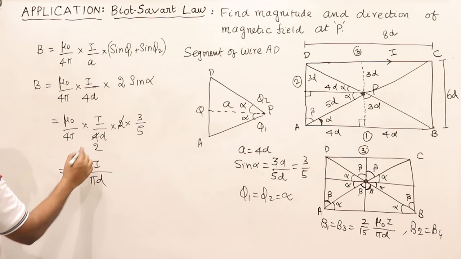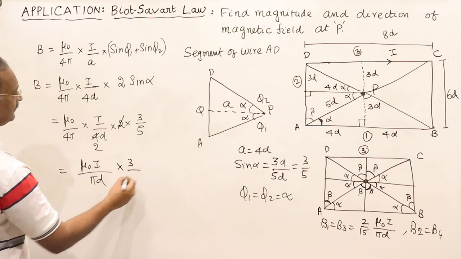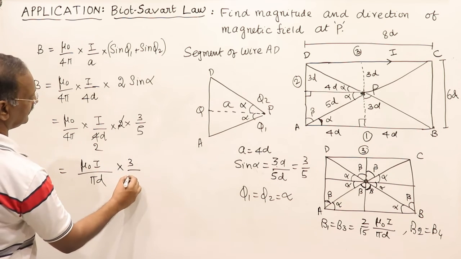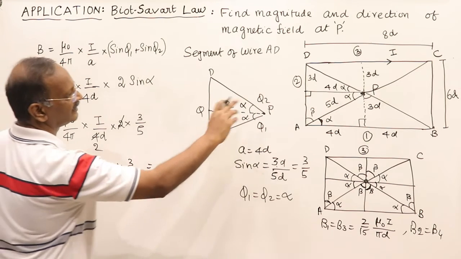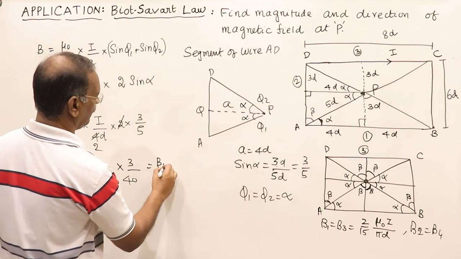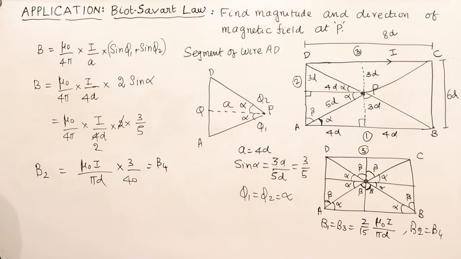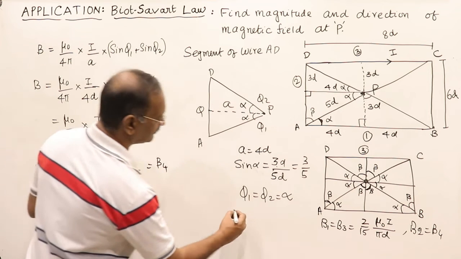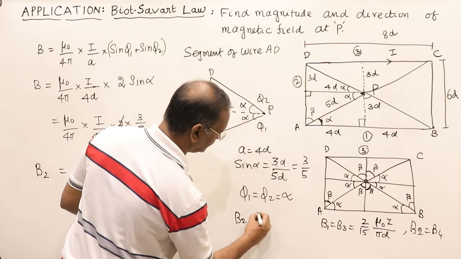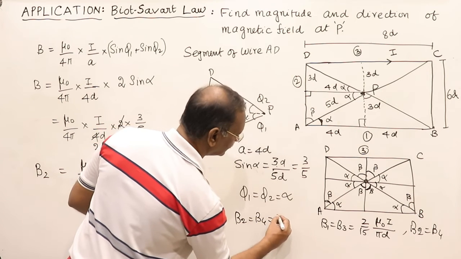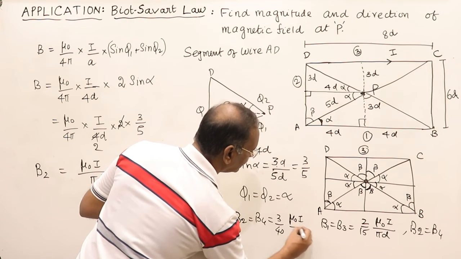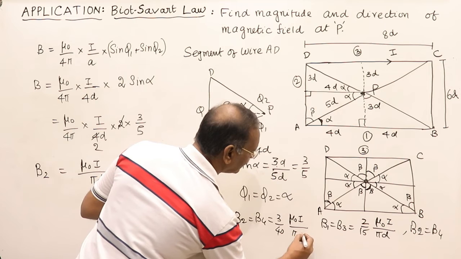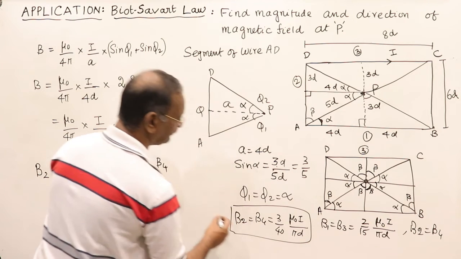And this is equal to, this 3 is left out here, into 3. What is this? 8 into 5, 40. So this is the value of B2, the second segment, and also equal to, this is the second, third and fourth. This is also equal to B4. So B1 is equal to B3 and B2 is equal to B4. Therefore we can write B2 is equal to B4 in magnitude is equal to 3 by 40 into mu naught I by pi into d. This is B2 and B3.